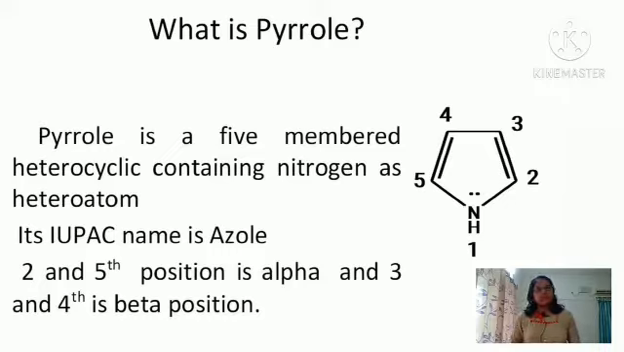Pyrrole is a 5-membered heterocycle obtained by the replacement of a carbon-carbon double bond of a benzene by a heteroatom, that is nitrogen, with an unshared pair of electrons. Its IUPAC name is azole and it is commonly termed pyrrole. Moreover, the second and fifth positions of the pyrrole are termed the alpha position, and the third and fourth positions of the pyrrole are termed the beta position.